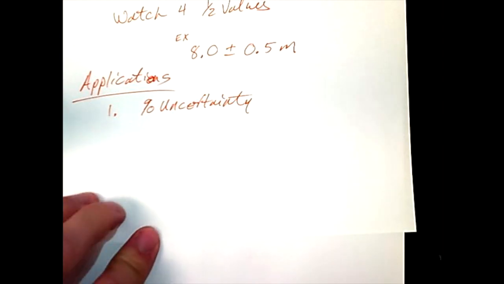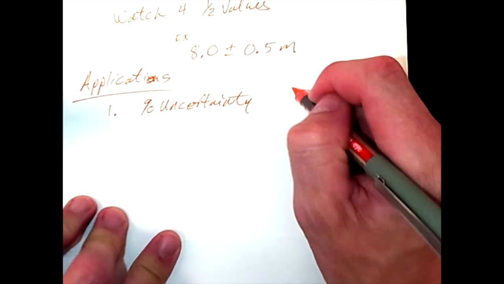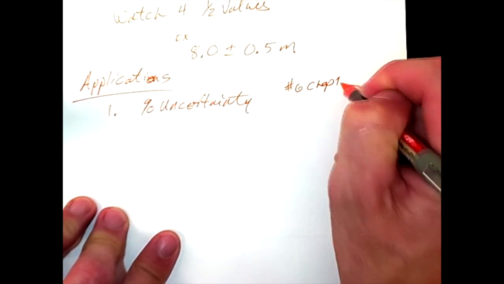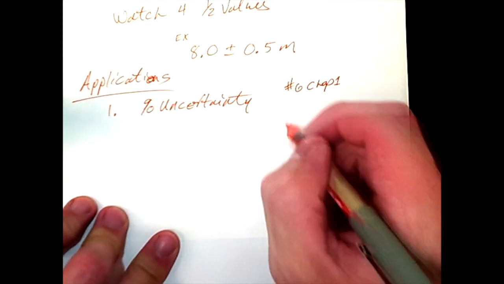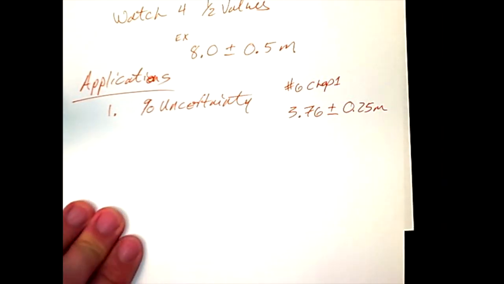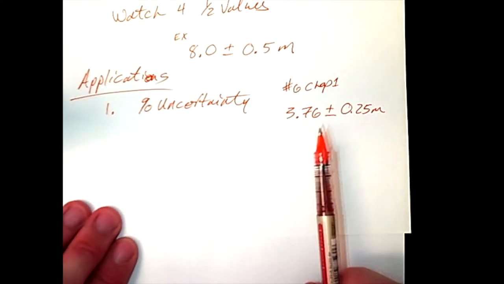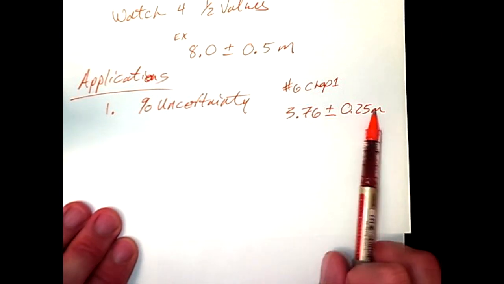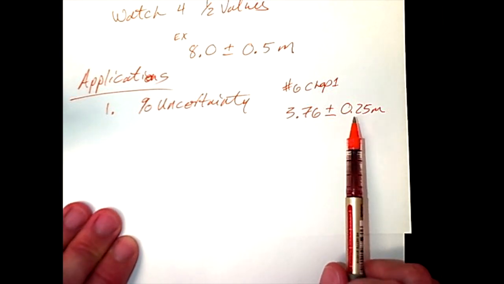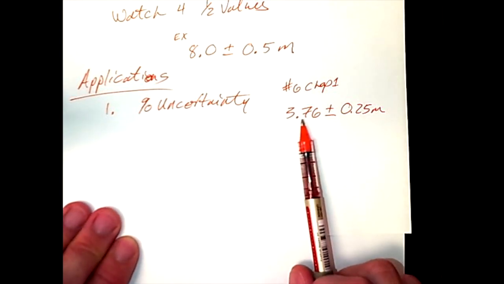It's most easily demonstrated by looking at an example. So this is problem number 6 from chapter 1 on the fundamentals. The problem presents you with a measurement of 3.76 plus or minus 0.25 meters. Then they ask you to calculate the percent uncertainty. Percent uncertainty really is a matter of just how much this is in proportion to the original measurement, so an uncertainty percentage of the overall value.